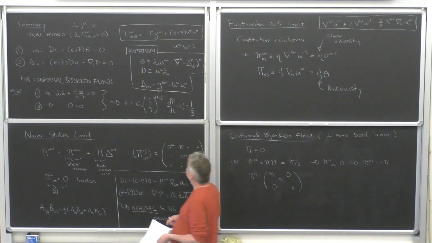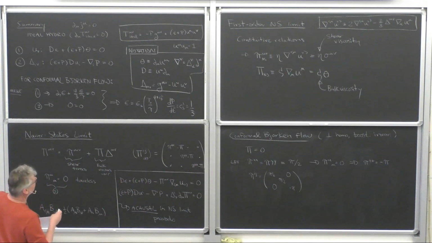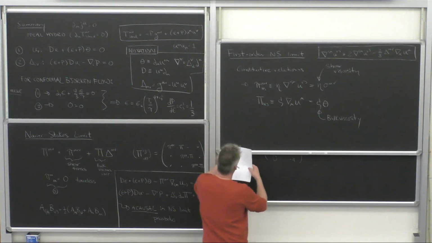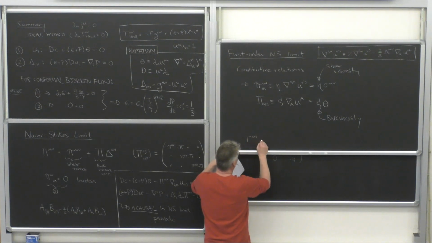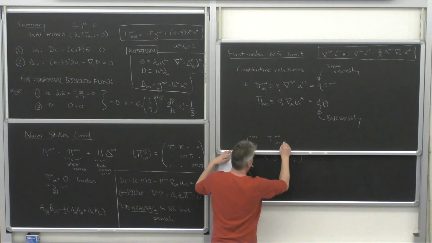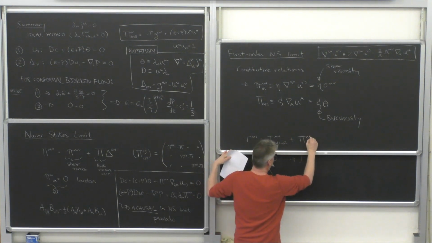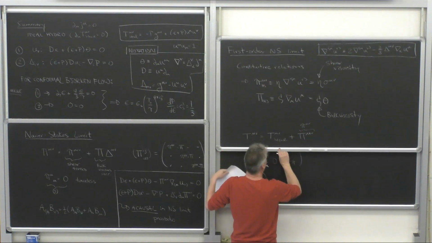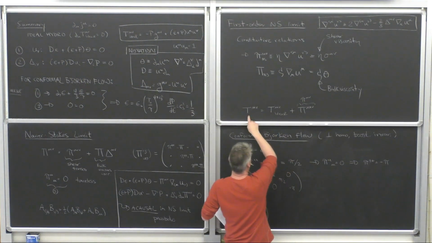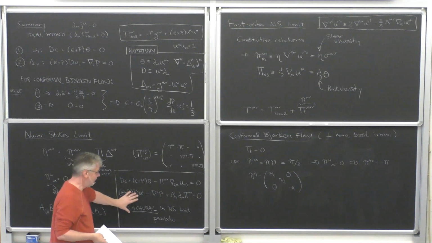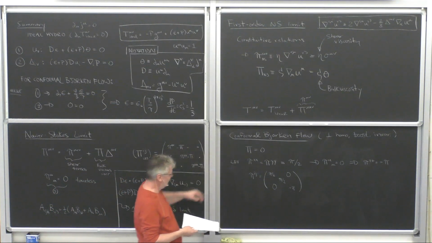Now going back, where are we going back to? I erased the equation. In general, the full energy momentum tensor was this ideal piece plus the full viscous tensor, and in this conformal case, that's just pi mu nu. So now let's calculate what the full energy momentum tensor is for Navier-Stokes subject to conformal Bjorken flow.